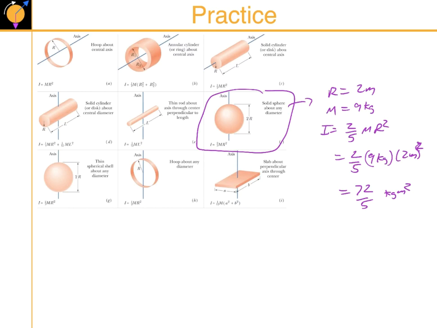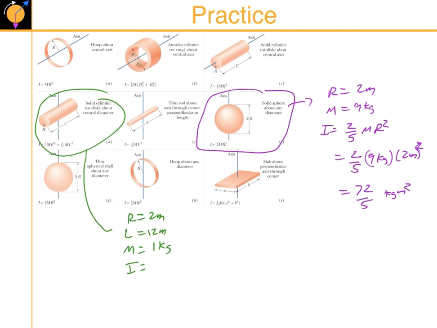Let's just, for fun, do one more. Let's say I wanted to calculate the moment of inertia of a cylinder. It has a radius of 2 meters, a length of 12 meters, and a total mass of 1 kilogram. This is the moment of inertia through a line perpendicular to the central axis, through the center. So it would be 1/4 mr squared.